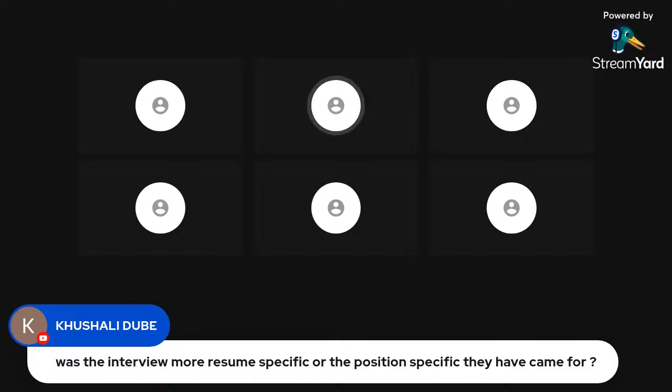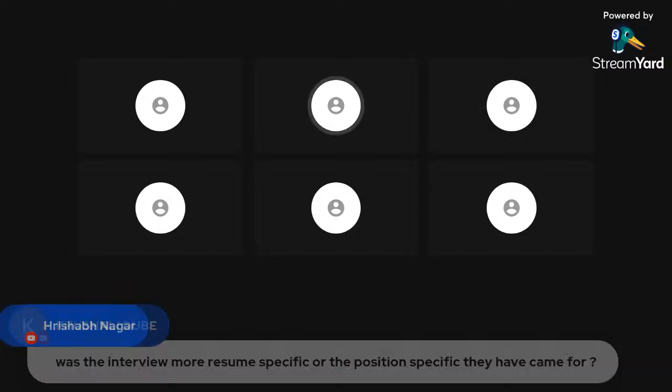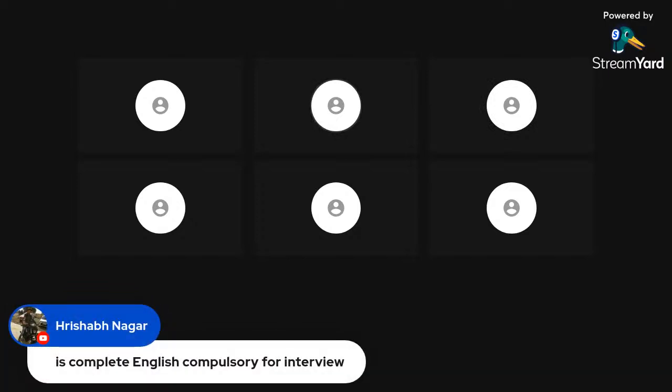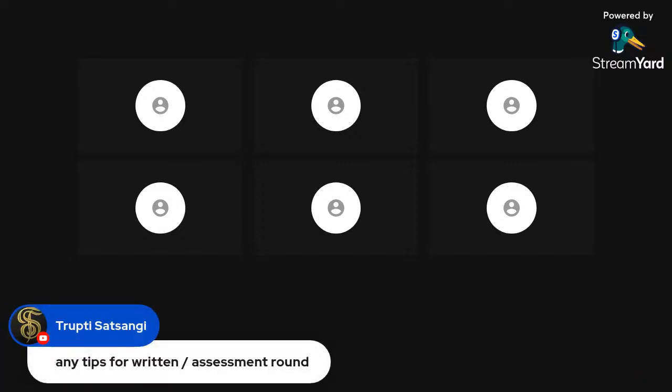It generally depends on the interviewer. If the interviewer likes your project, he will ask about your resume and anything you mention in it. If he doesn't like your project, he will go on with SQL queries and coding. Yes, it is position specific. And Rishabh, I think English is compulsory for the interview.